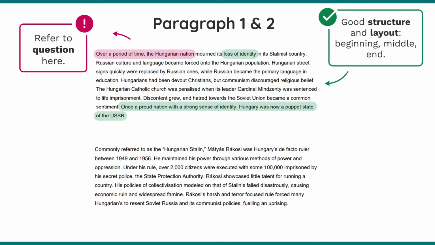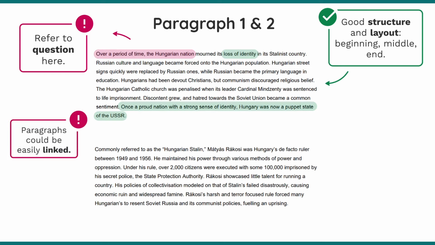Something else to always keep in mind, guys, is that your paragraphs should be linked. Remember, your Leaving Cert history essays are not separate chunks of information. There should be a thread running through your essays, connecting them, knitting them together in as smooth a way as possible. Now, in this instance, it could be something as simple as, another reason the Hungarians were annoyed was that they were being led by the Hungarian Stalin, blah, blah, blah.